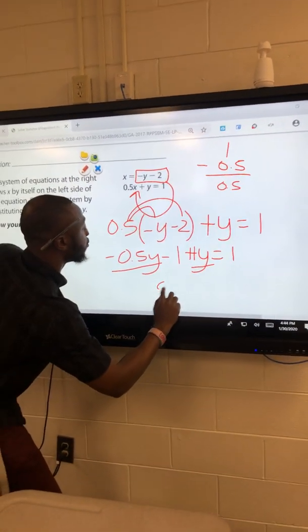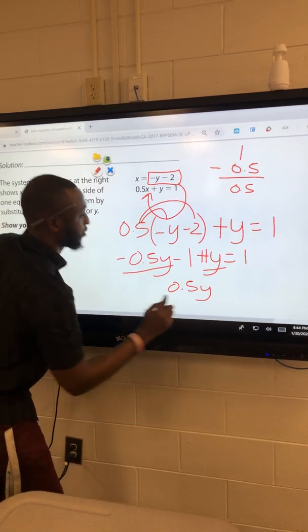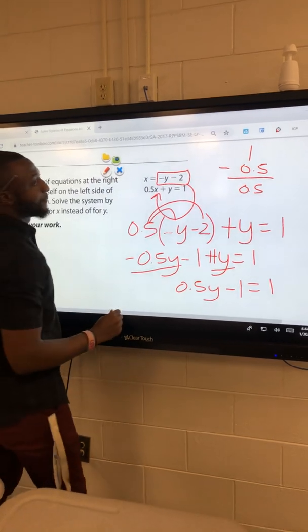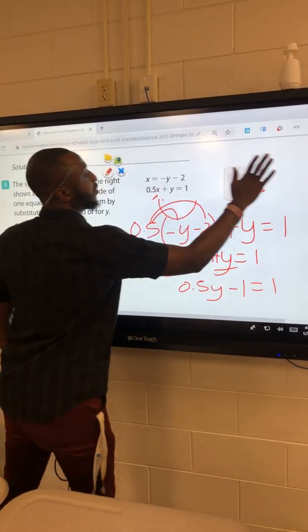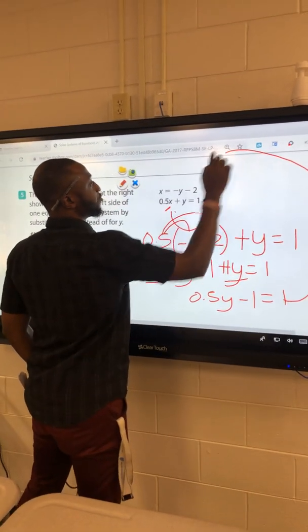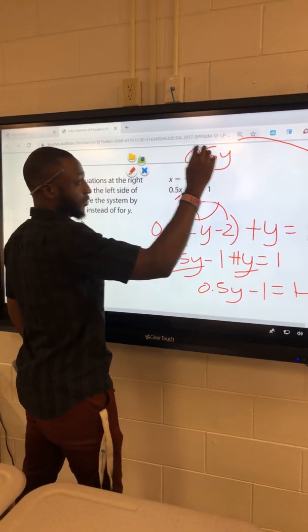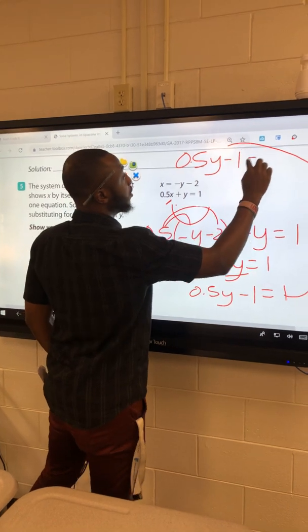So we have 0.5y minus 1 equals 1. Okay? I'm going to erase up here. I'm going to bring this up here so I have some more space. 0.5y minus 1 equals 1.